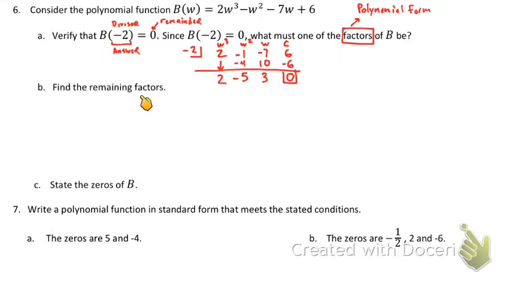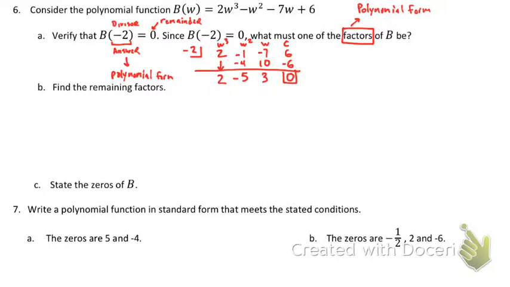I want to find all the factors. Okay, so we know that this is a factor because it's here, but it's in answer form. So what we want to do now is to find its factor. We're going to turn it back into polyform, because all factors are in polynomial form.